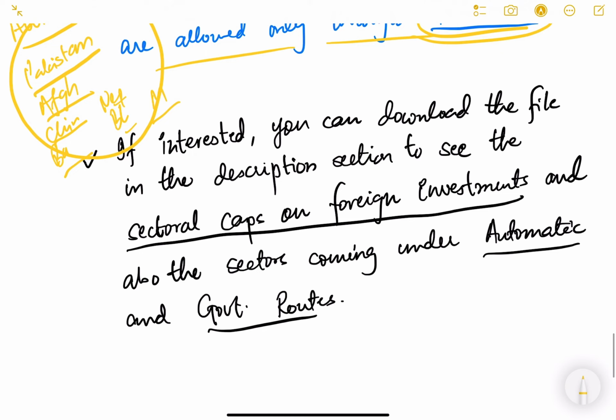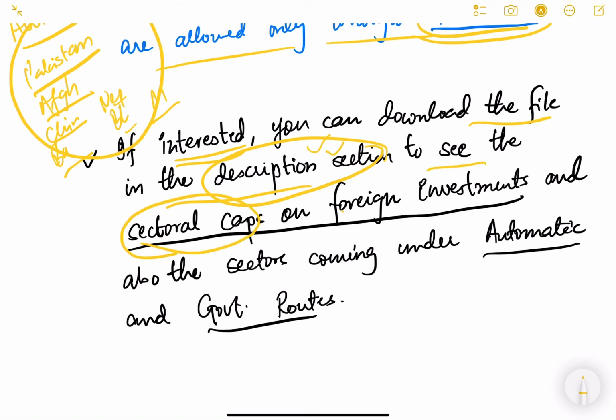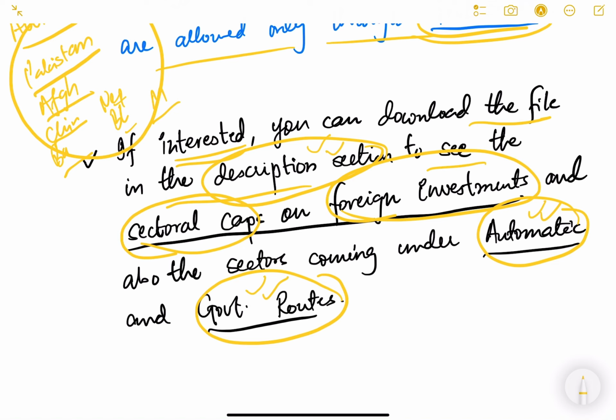Now friends, this is just for extra information and extra knowledge. If you are interested, you can download the file from the description section. I have put a link there and a file will open. You can see the sectoral caps on foreign investments and the sectors coming under the automatic and government routes. Which sectors come under the automatic route, which come under the government route, and the maximum foreign investment allowed in a particular sector, which is known as the sectoral cap or ceiling. You can see that also.